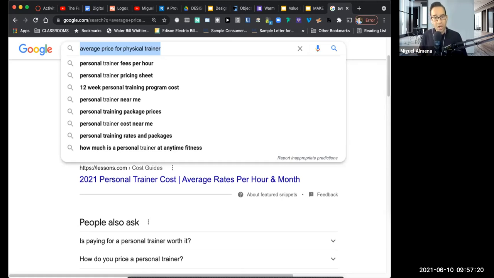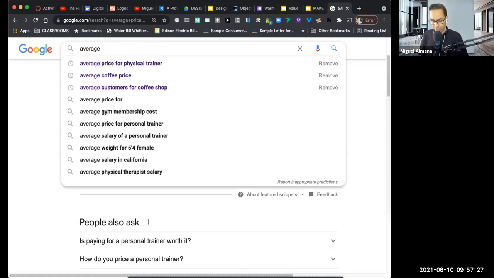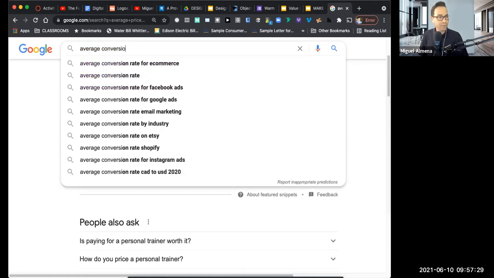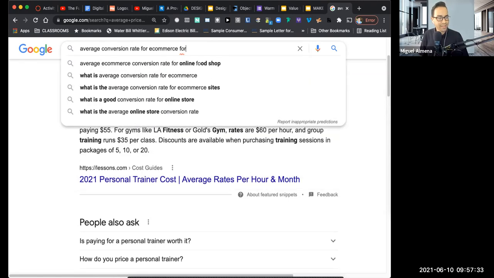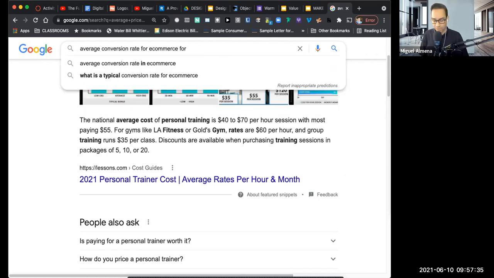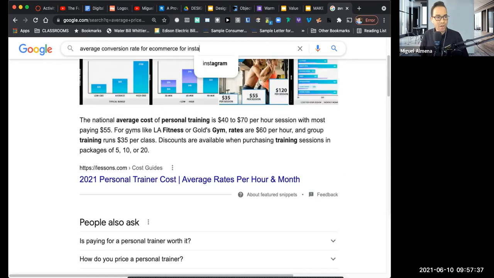So that's called a cost for conversion. So we're going to calculate average conversion rate for Instagram ads. Okay, this is known as online marketing.